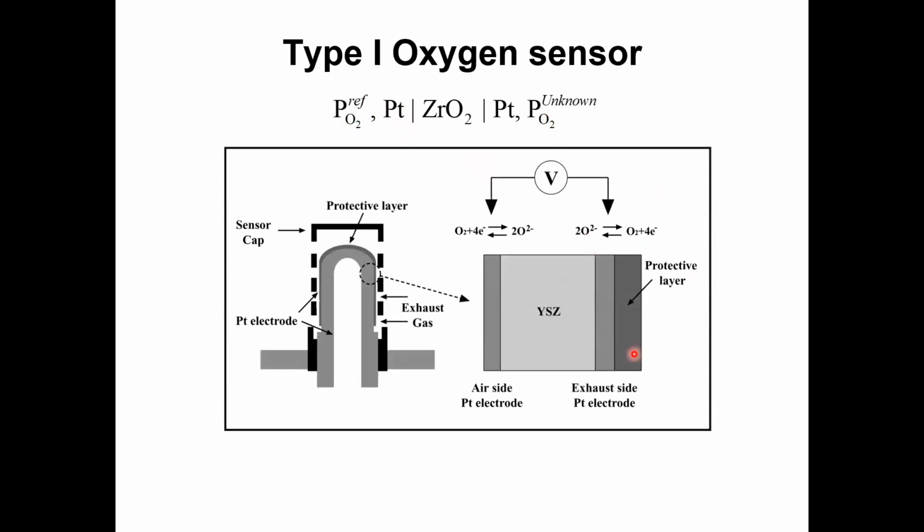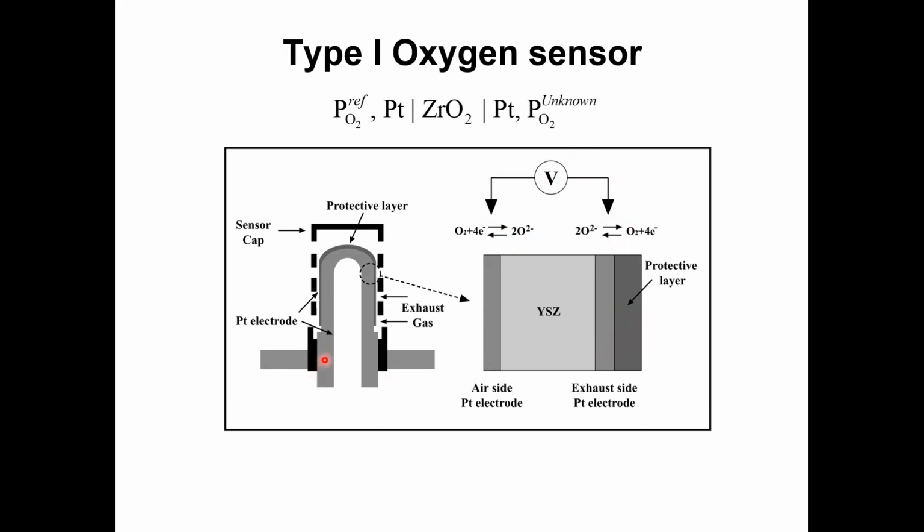If you look at a little bit of detail of this cell reaction, on the air side, the reference side, it grabs an oxygen molecule, combines with 4 electrons to create the 2 oxygen ions that will move from the left to the right. And this is the sensing side. So the reverse reaction will happen on this side, where these 4 electrons will actually move through the external circuit that gives you the EMF. And so the actual design of that oxygen sensor will look like something like this.